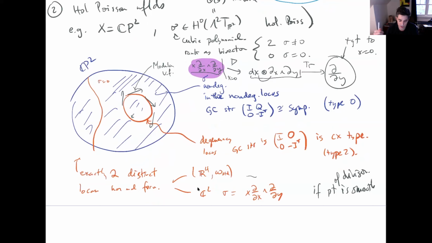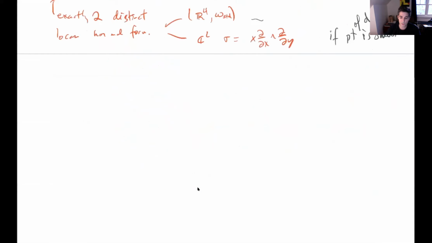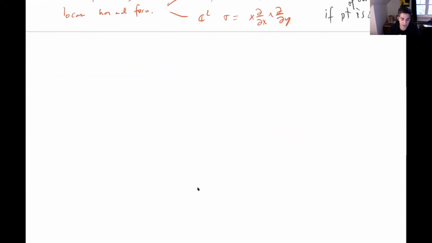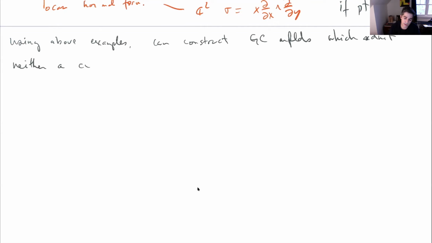So that seems to be important, especially. Okay. And let me just say briefly, I don't want to go into this because it's not really that useful at the moment. But using the above examples, we can construct examples, GC manifolds, which admit neither complex nor a symplectic structure.